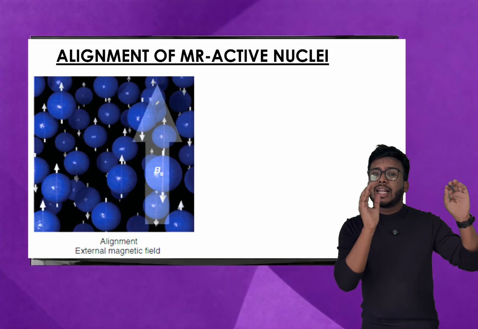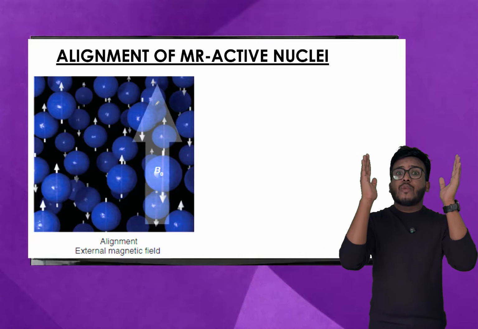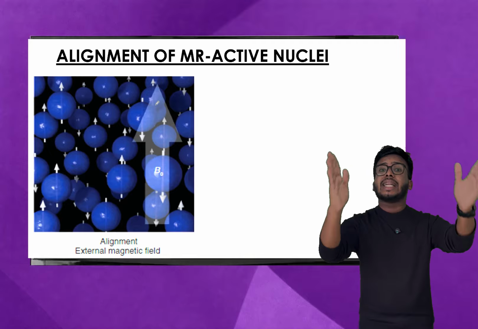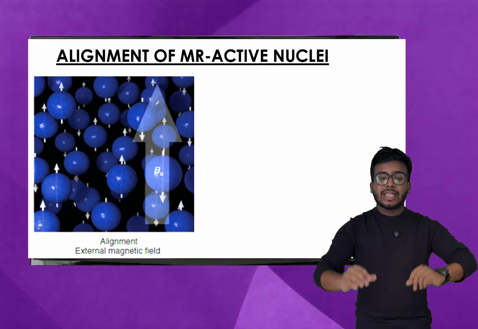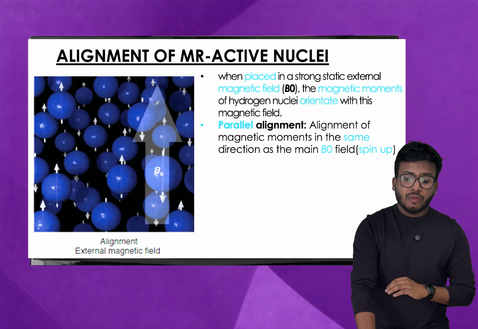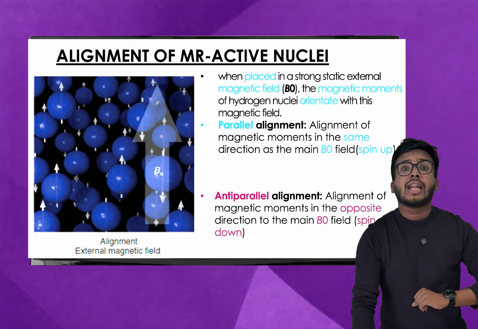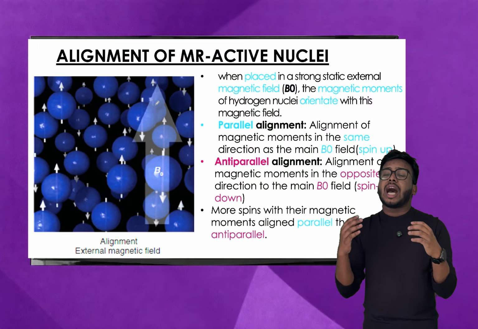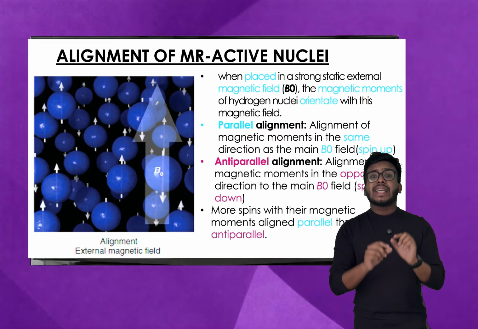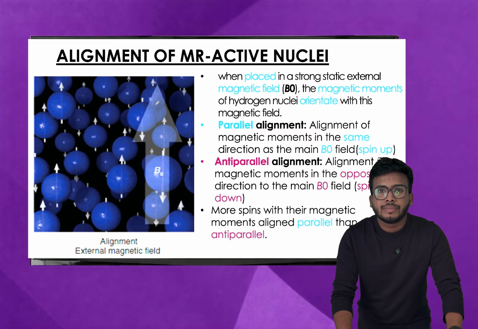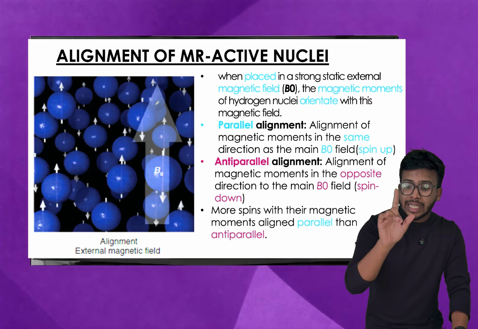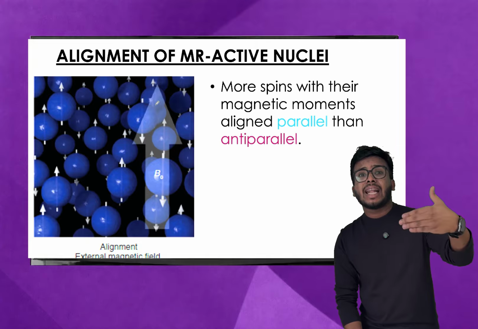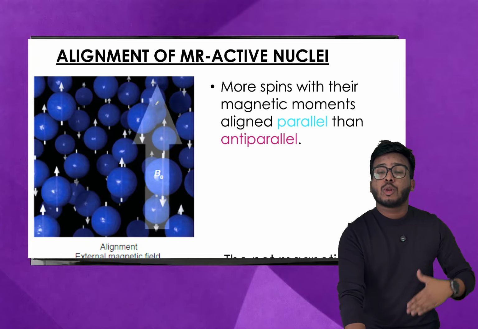Under the influence of an external magnetic field, most of the protons will align spin up, parallel to the external magnetic field. A few of the protons will align anti-parallel to the external magnetic field. Since most of the protons are in the parallel direction, the net magnetic vector will be in the longitudinal direction, or z-axis. Most of the spins are parallel, or spin up, rather than anti-parallel, or spin down.